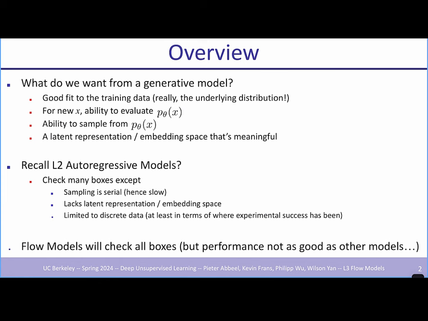These are just considerations. Flow models, well, I should say they check all the boxes in some sense, but so far the performance is not as good as for the other models. So you get all your boxes checked, but not with the same level of performance as some of the other models have.